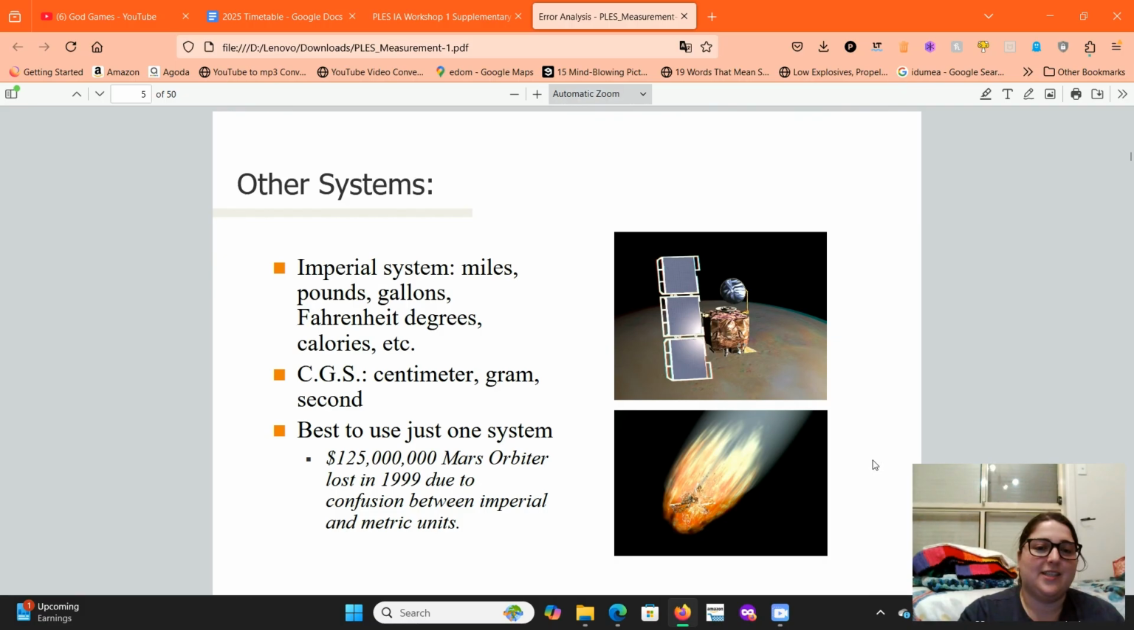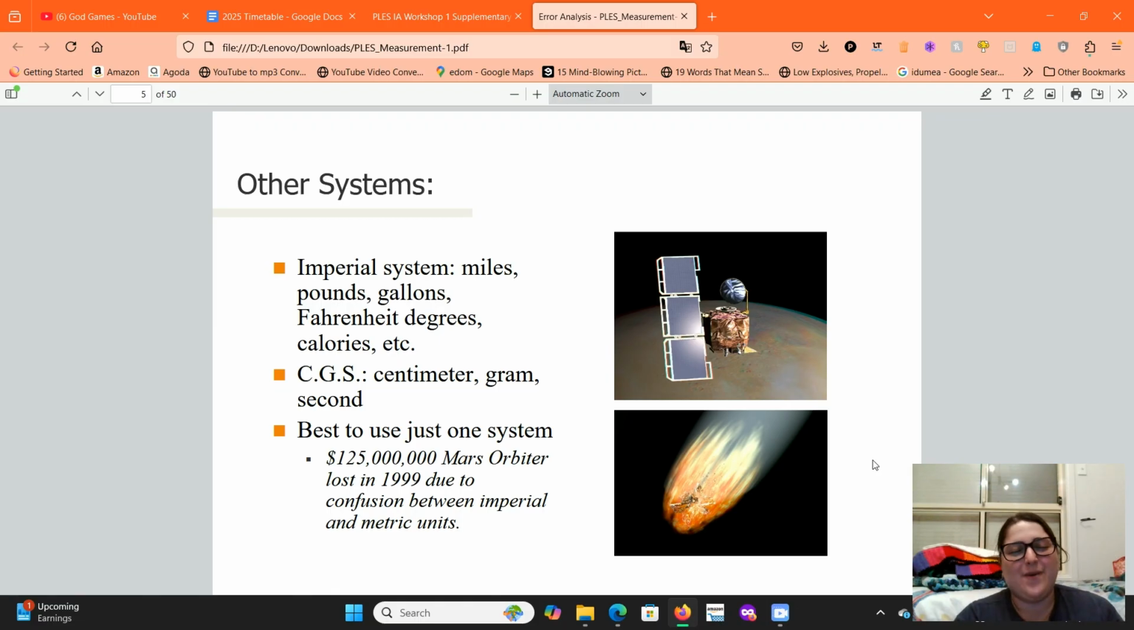Okay, so other systems that are commonly used, imperial system, if you're in America, so that's miles, pounds, gallons, Fahrenheit, calories, etc. The CGS, which is centimeter, gram, and second, that's basically what you were taught in middle school and early years of high school. It is best to just use one system.